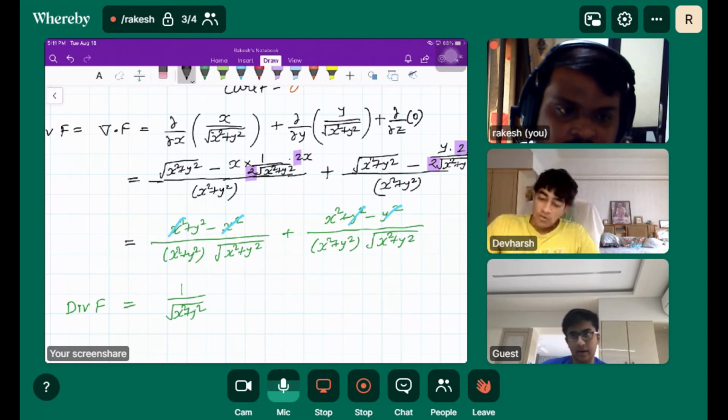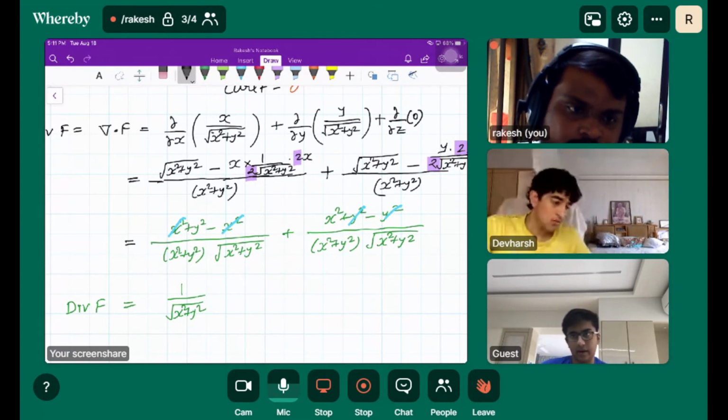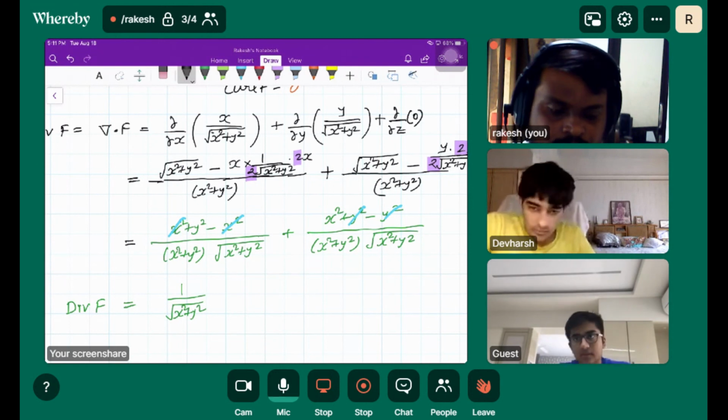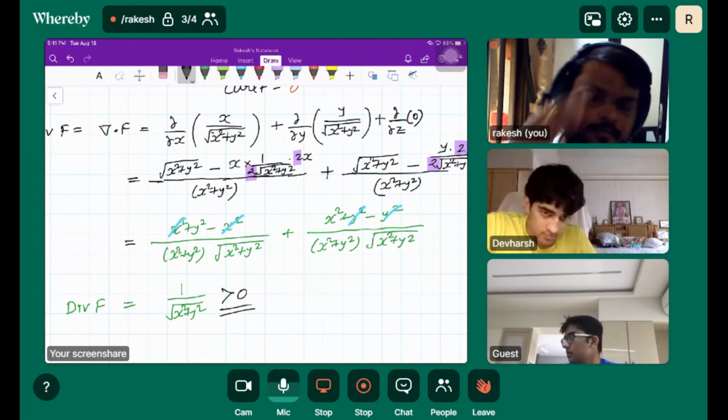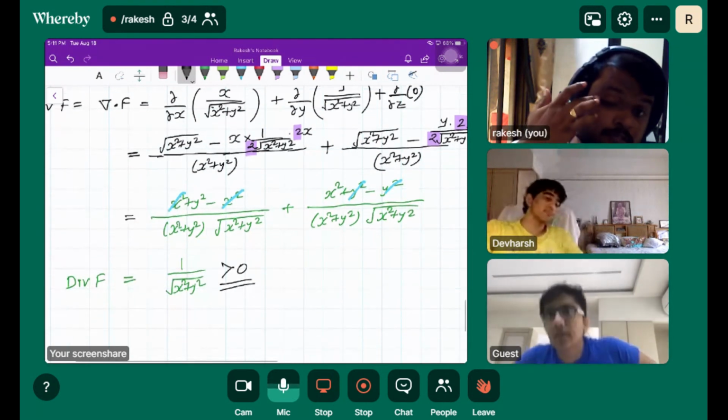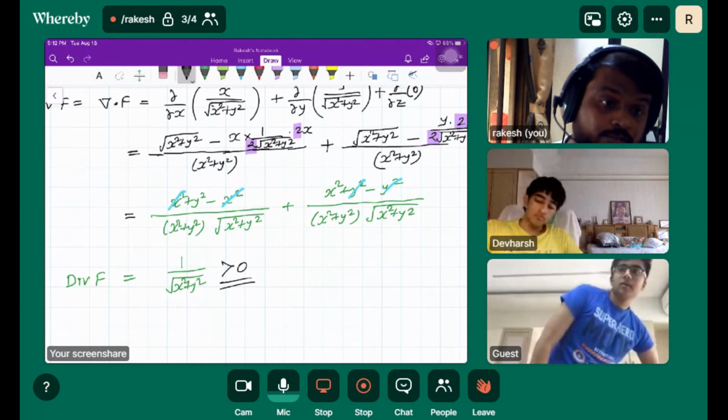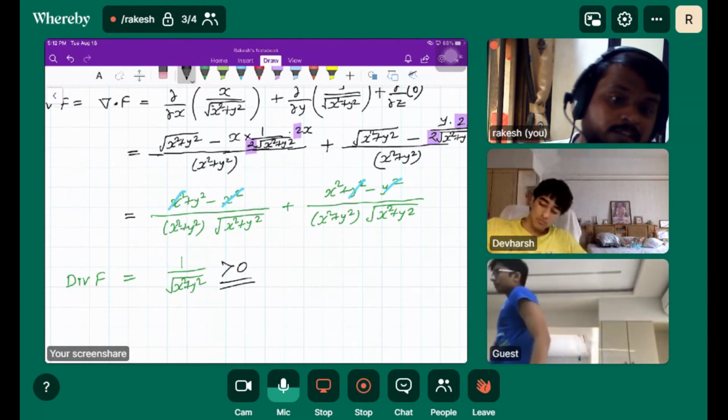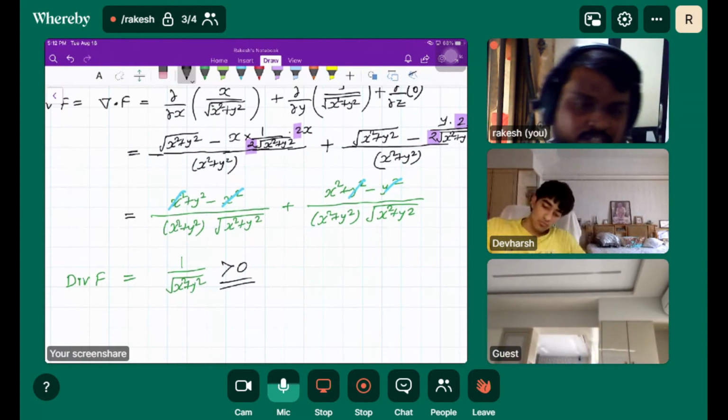Can we say definitely that this is always positive? Yes, always, because the square root will always give you a positive value. Like x square and y square both are positive basically. That's why we are getting positive.